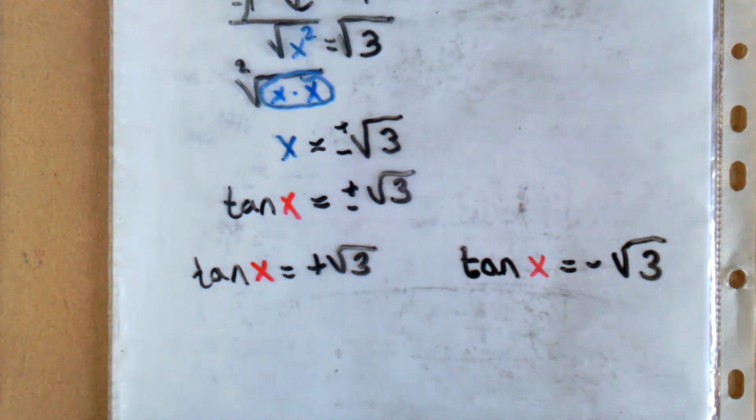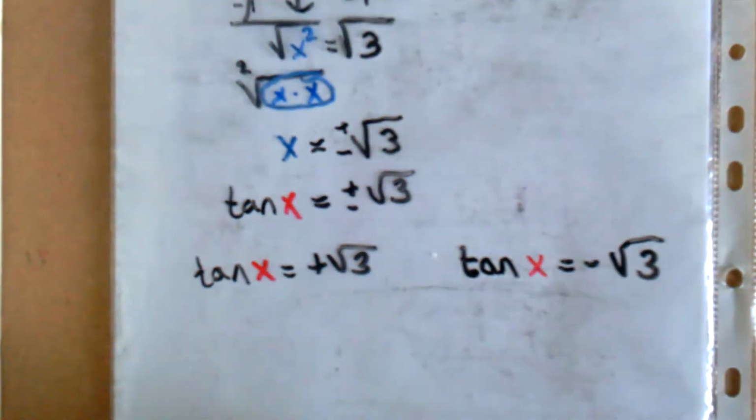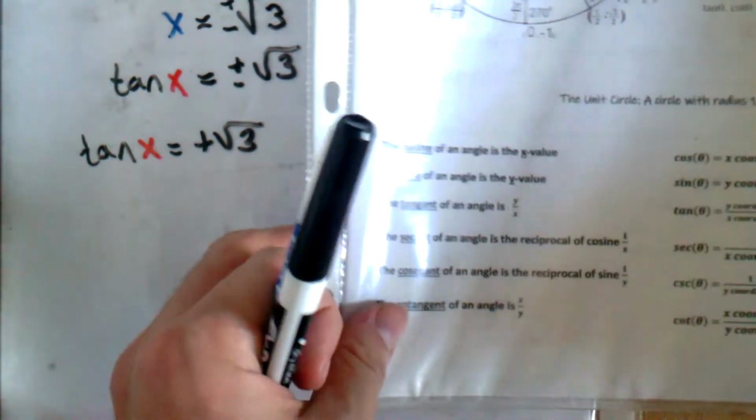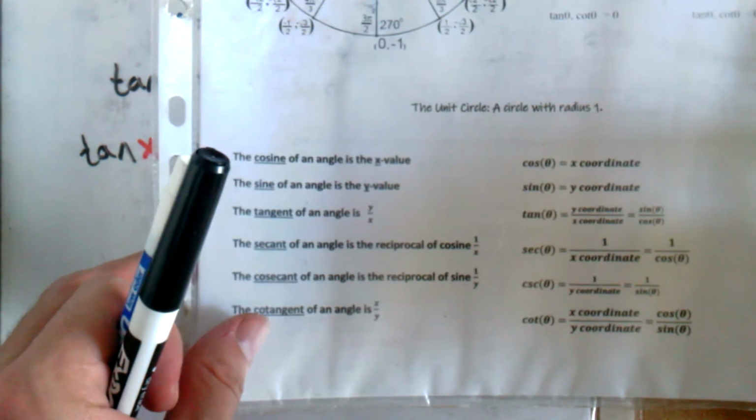And remember that tangent is defined as sine over cosine, as we saw in part C. Tangent is equal to sine over cosine, or our y-coordinate over our x-coordinate.